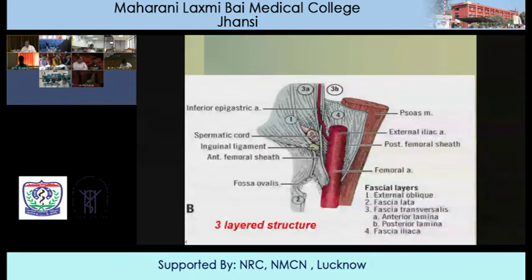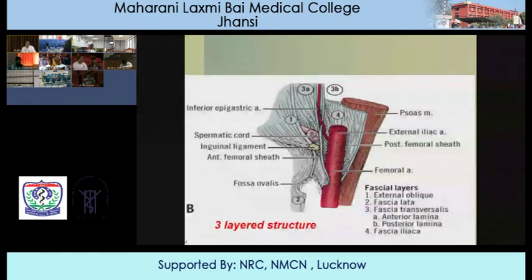Every patient doesn't have a hernia, does he? Every patient doesn't have an inguinal hernia. But every patient has a transversalis fascia in this particular area. Every patient has a weak potential in this particular area, but every person doesn't have a hernia. So obviously there must be something in this area which is strengthening this transversalis fascia.